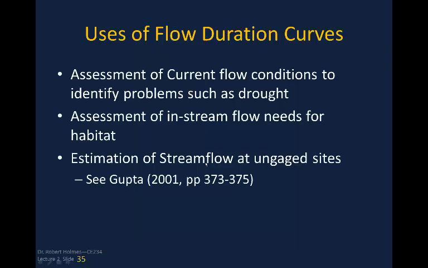Okay, we use those flow duration curves to not only assess the current conditions, but also estimate stream flow at ungauged sites and estimate the in-stream flow needs for a particular habitat. The biologists and the environmental engineers use flow duration curves a lot to make assessments of the hydrology of a particular stream, and a flow duration curve is a quick way to get a feel for what that hydrology is.